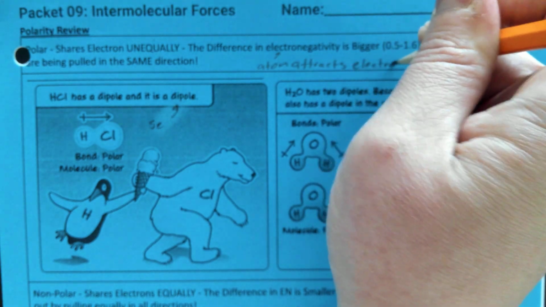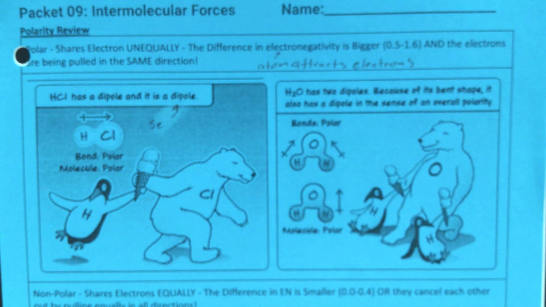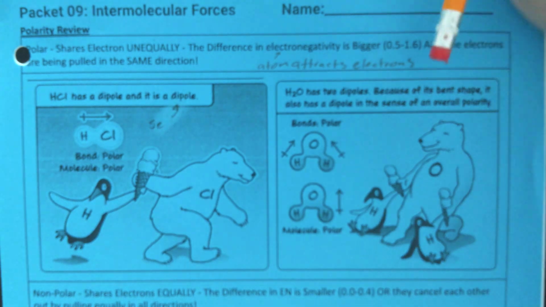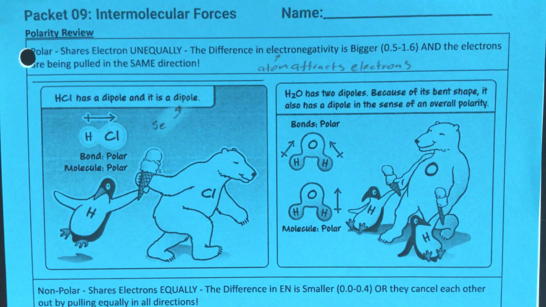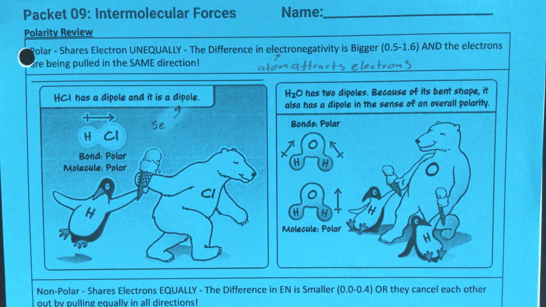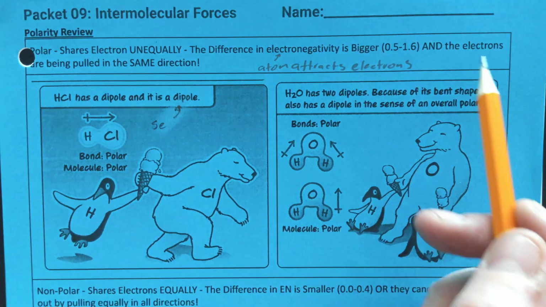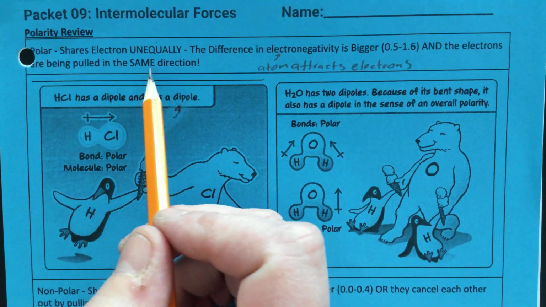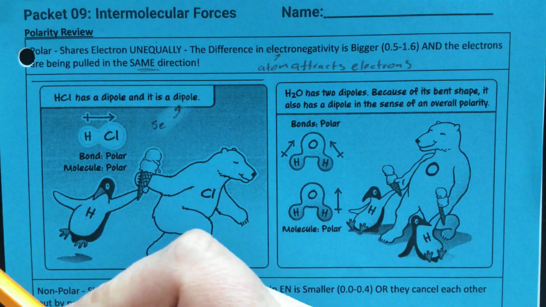electrons. Okay, atoms attract electrons. So if it has a big electronegativity, it's very good at attracting electrons. And if it has a low electronegativity, it's very bad. So we can kind of think about this as strength, like a tug of war. Now the other thing we have to think about is that the electrons are being pulled in the same direction.